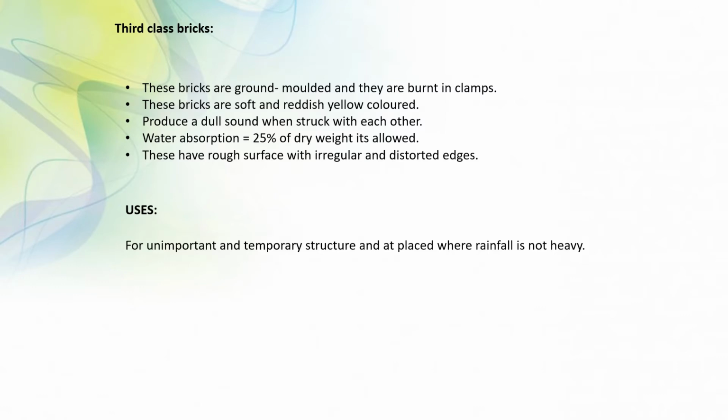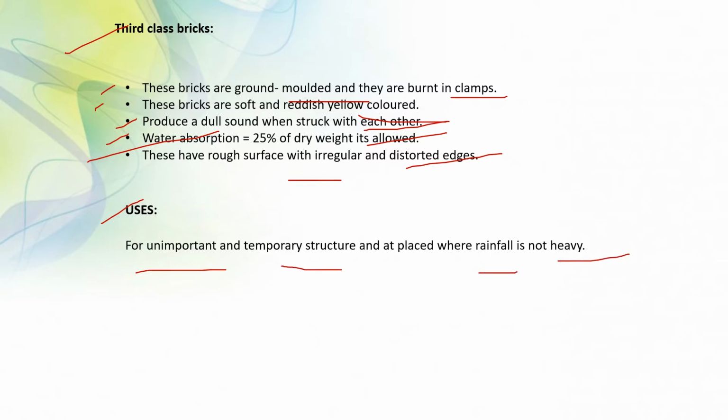And next I will discuss third class brick. These bricks are ground molded and they are burned in clamps. These bricks are soft and of reddish yellow color. They produce a dull sound when struck with each other. Water absorption of third class brick is 25% of dry weight, which is allowed. They have a rough surface with irregular and distorted edges. Their uses are for unimportant and temporary structures and at places where rainfall is not heavy.